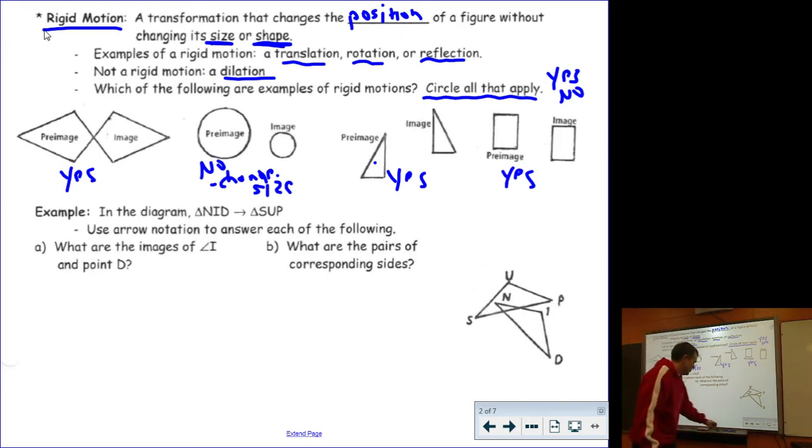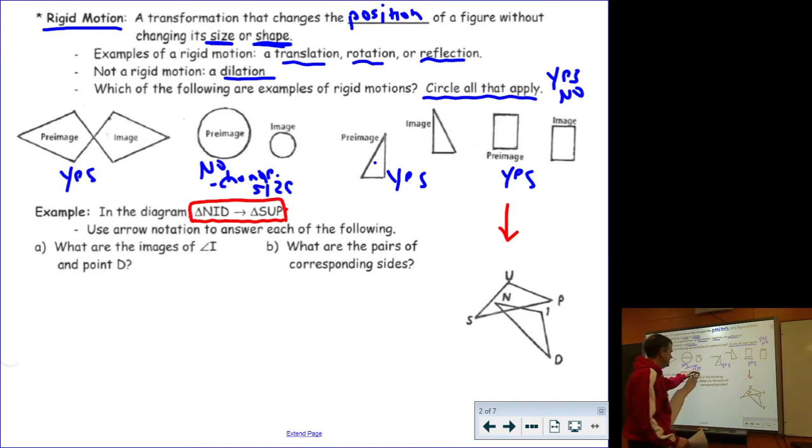All right, so the next thing we want to look at is this thing called arrow notation and how you show things with arrow notation. The first thing I'd like to point out is this here. In the diagram, it says triangle NID maps onto triangle SUP. And I already know things just from this.